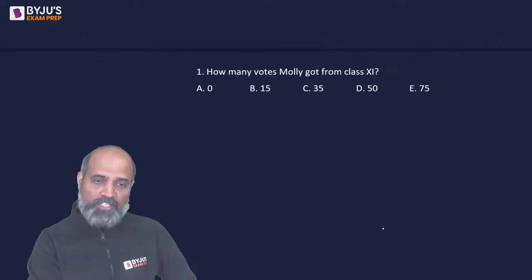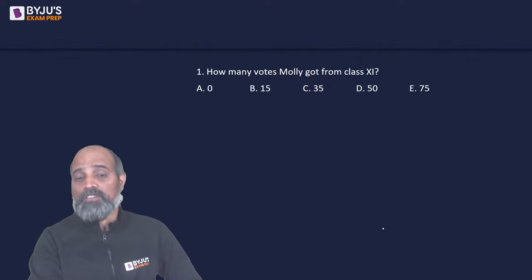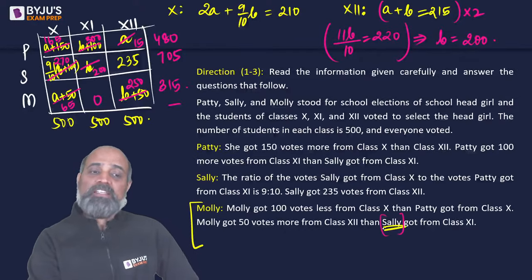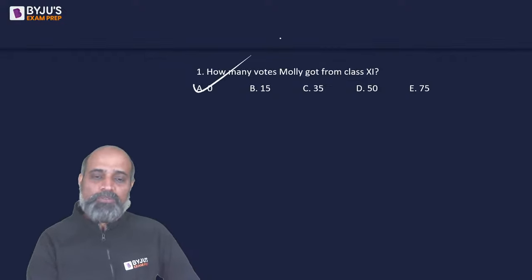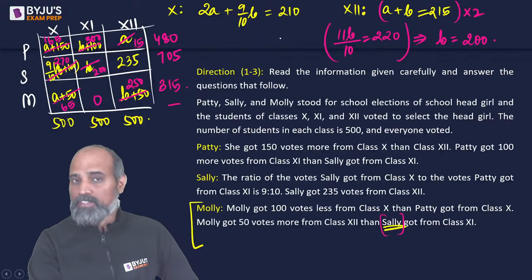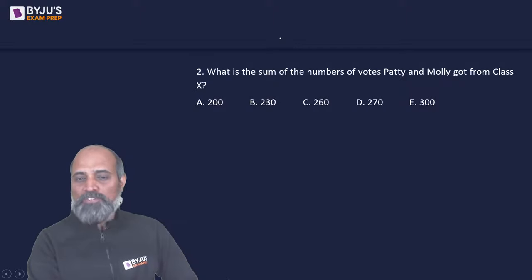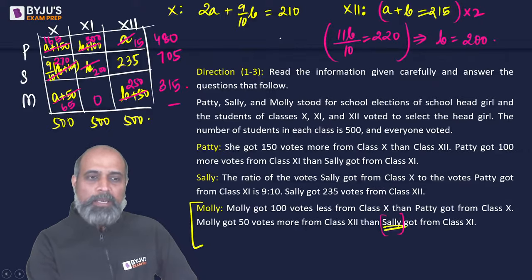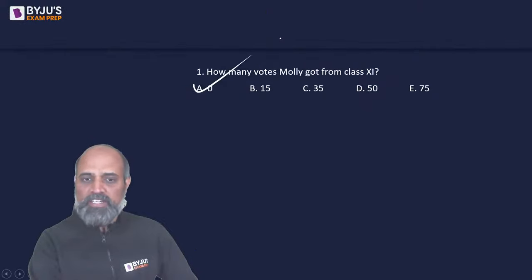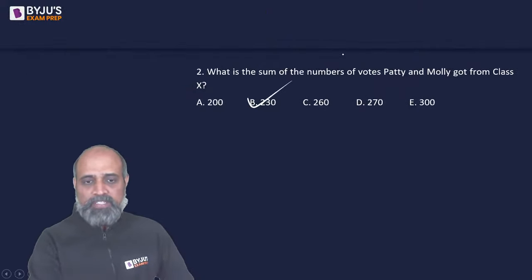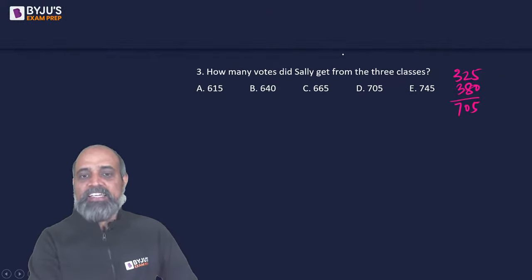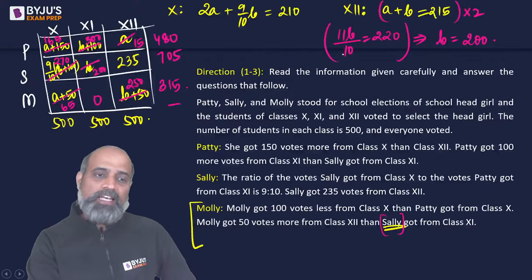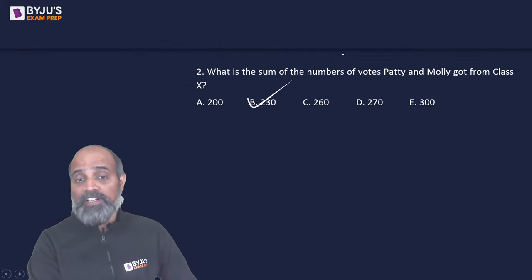So the first question is, how many votes Molly got from class 11th? So Molly class 11th में कुछ नहीं मिला था उसको. 0 था. Right? What is the sum of the numbers of votes Patty and Molly got from class 10th? Patty and Molly, they get from class 10th, 165 plus 65, which is 230. Right? How many votes did Sally get from the 3 classes? Sally gets from the 3 classes is 705.